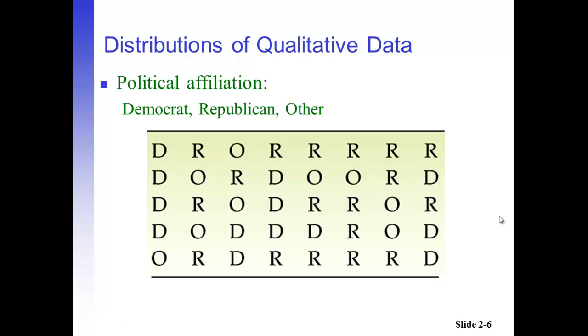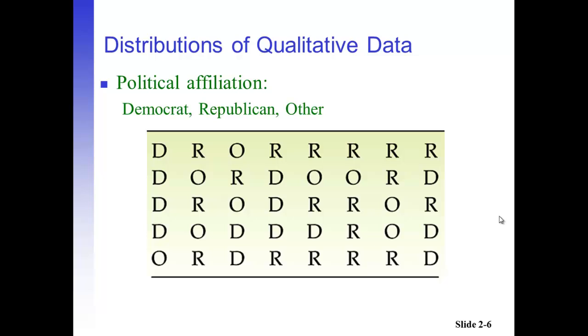Here's the first data set we want to consider. A group of students was asked whether they prefer to affiliate with a Democratic, Republican, or other political party, and here are the results. One of the first things you notice with a table like this is it's fairly difficult to assimilate this. So are there more Democrats or Republicans or others?